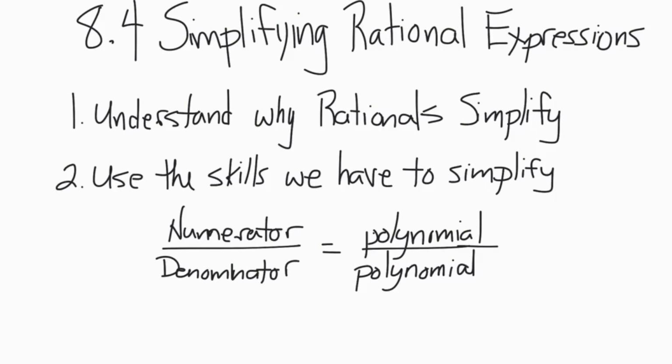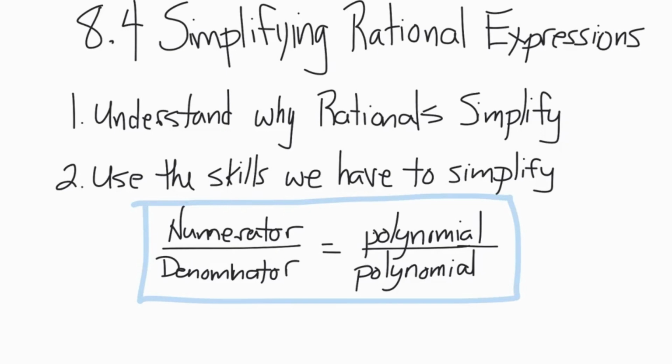Okay, we're going to start this 8-4, simplifying rational expressions. And when we simplify a rational expression, what we are doing is we're technically simplifying a fraction. That's what rational means. But what we are going to look at is when this rational expression is something that is a polynomial over a polynomial.